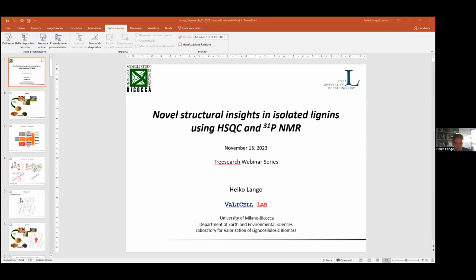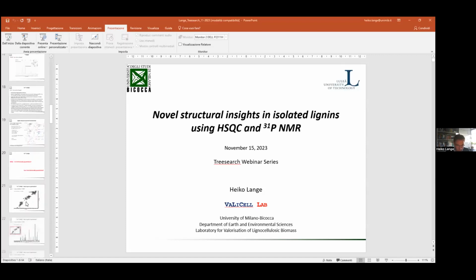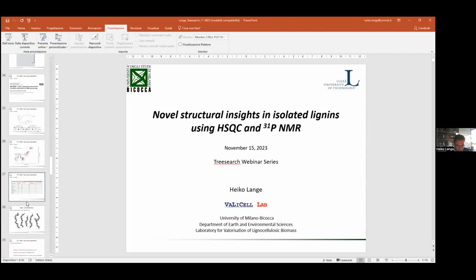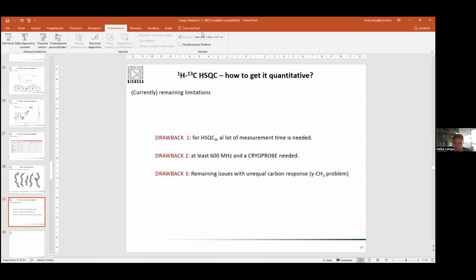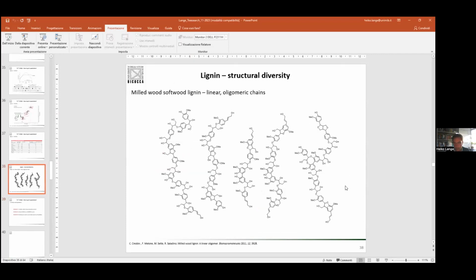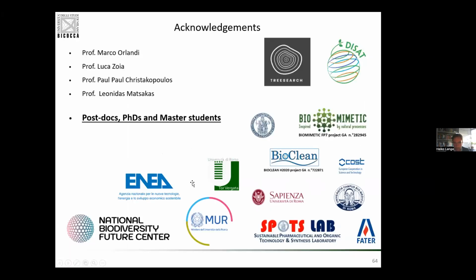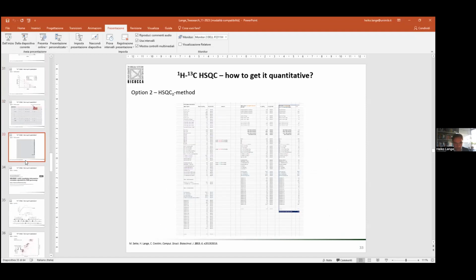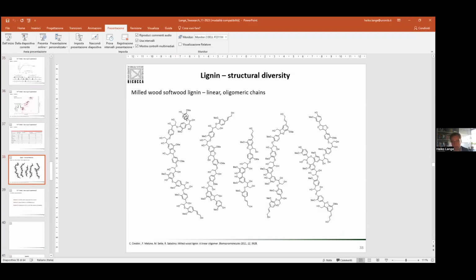Yes. So the phosphorus NMR is for analyzing the OH groups in the structure, right? Let me recall a slide and then I explain. So, for example, do you see the slides? Yes. Okay. So if you take a lignin structure, right?